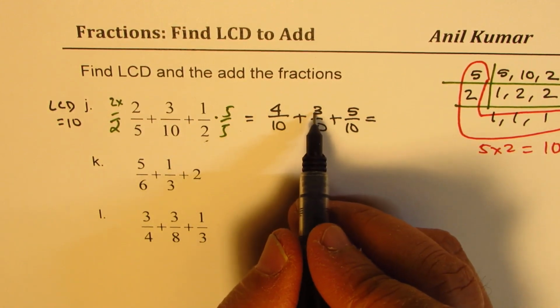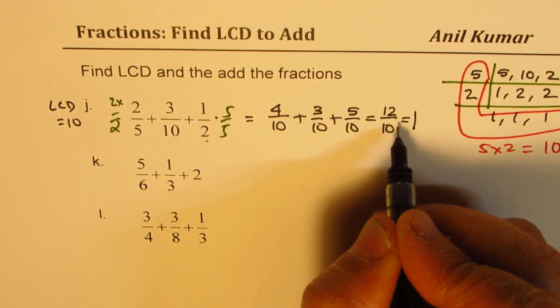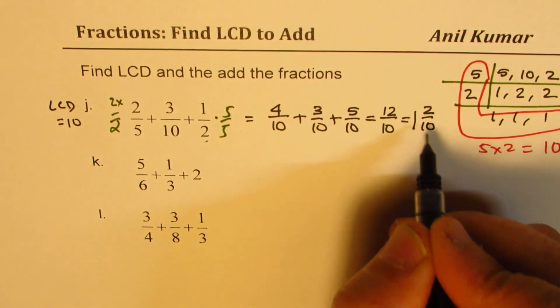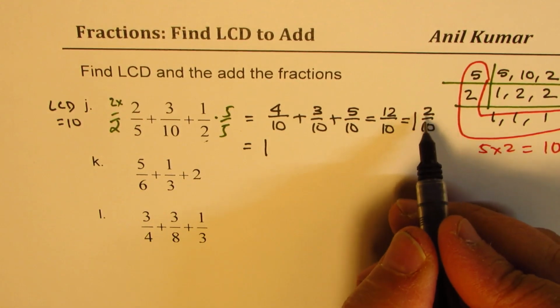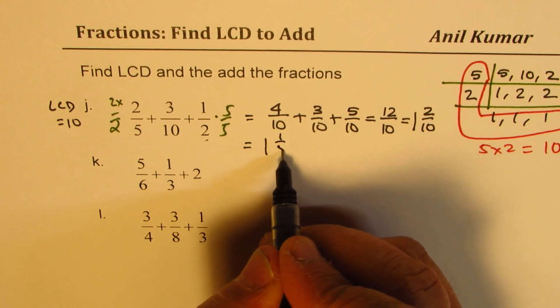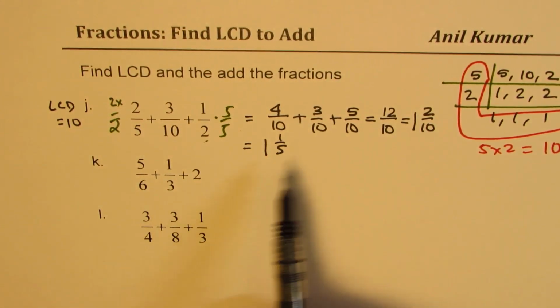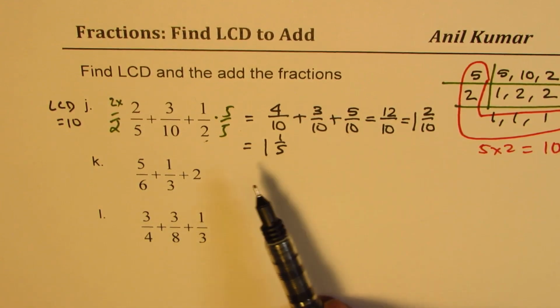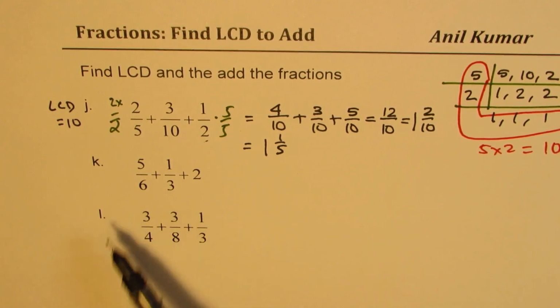So 4 plus 3 is 7 plus 5 is 12 over 10, which is 1 whole and 2 out of 10. This could be further reduced and written as 1 whole, simplify this as 1 over 5. So you could write it like this also. Does it make sense to you, right? Slightly more complicated, but I hope it makes sense, right? Now let's look into the next one.